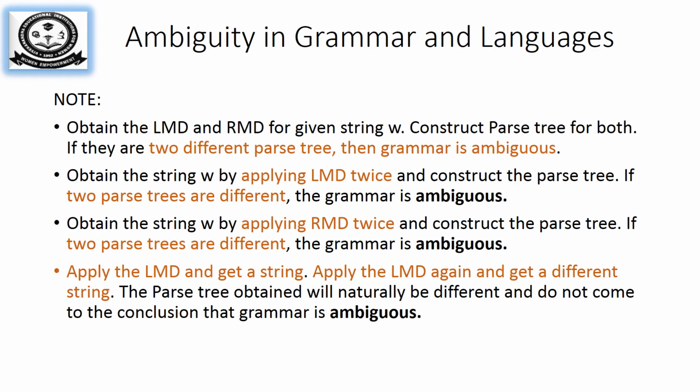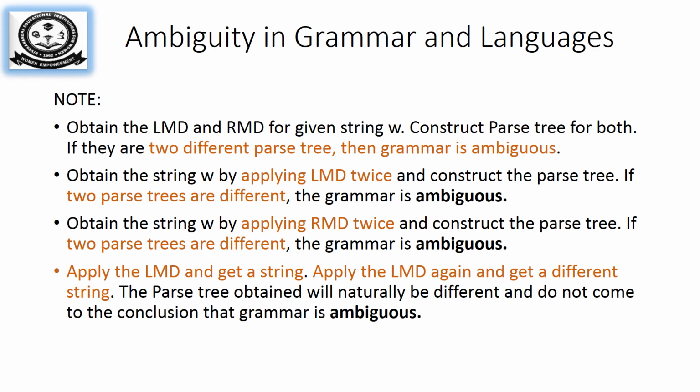Now, how to check LMD and RMD? If you are able to get two different parse trees for the LMD derivation and the RMD derivation, then we can say the grammar is ambiguous. Otherwise, we will try to obtain two different versions of LMD for the same string, then we can say the given grammar is an ambiguous one. Or else we can use two different versions of RMD to prove the grammar is ambiguous.